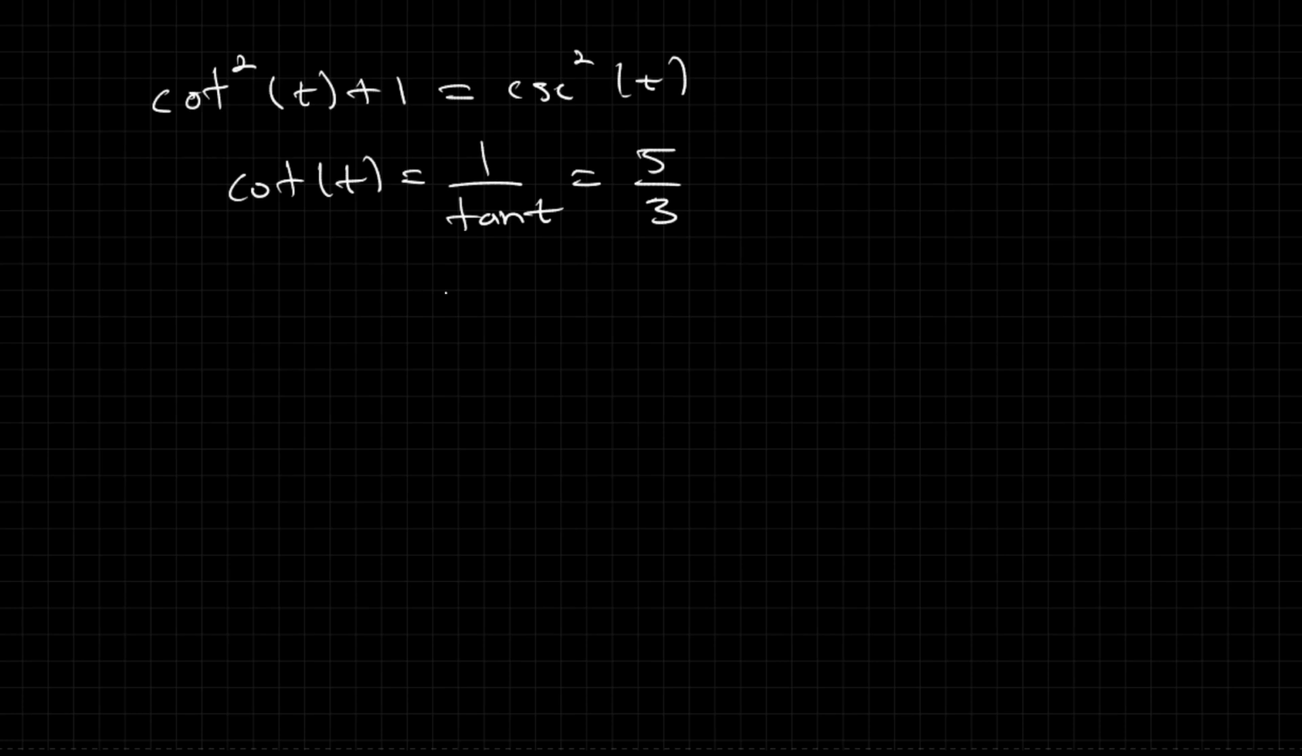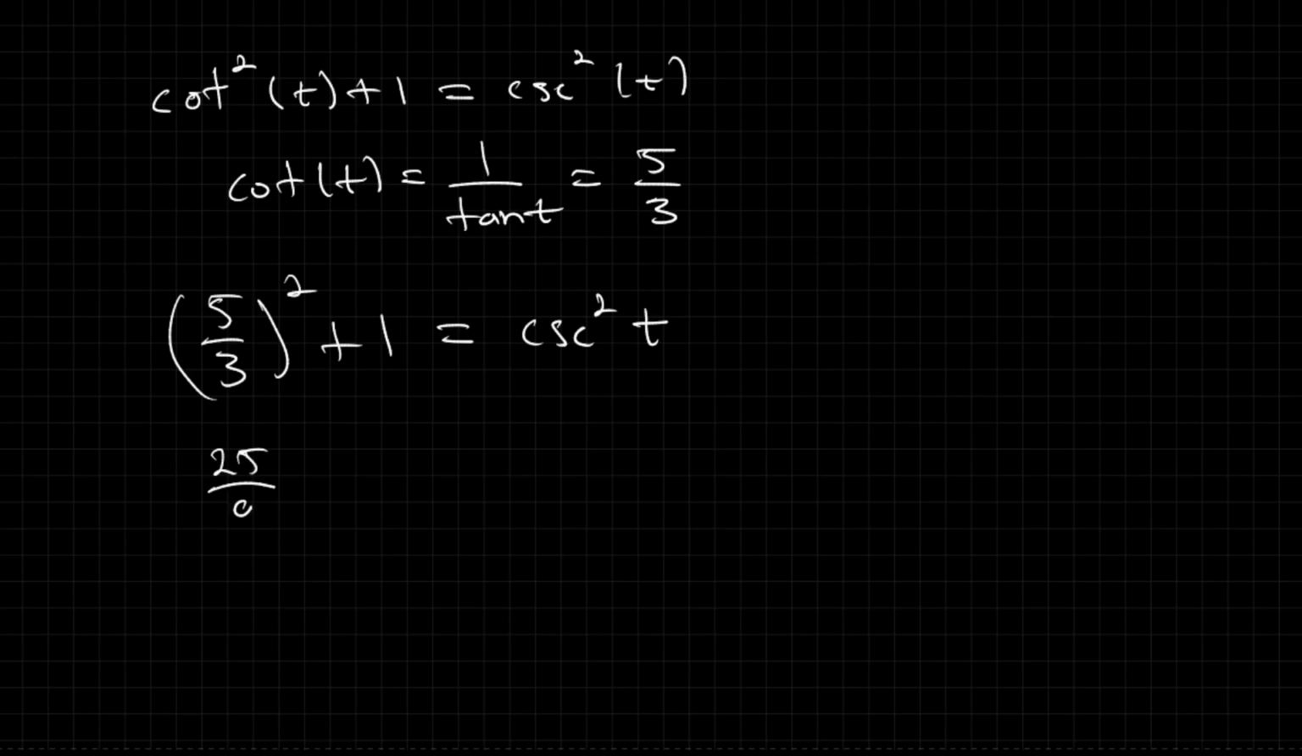So we'll replace cotangent of t with what it is, 5/3. So this is 5/3 squared plus 1 equals cosecant squared t. Then we can combine the left-hand side. That's 25/9 plus 1. And we'll get a common denominator, 9/9. So that is 34/9. And that has to be cosecant squared t.